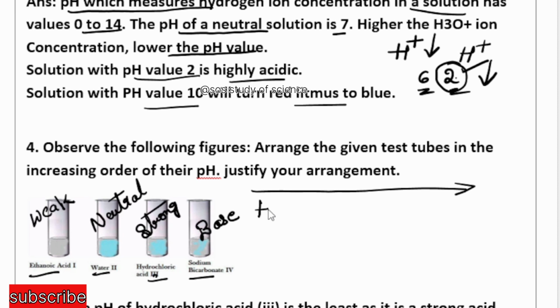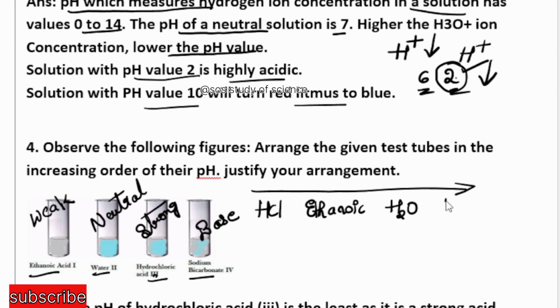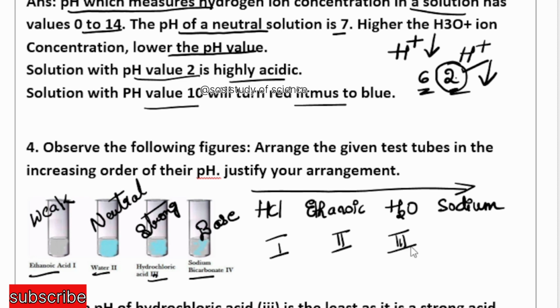So first comes HCl, next comes the weak acid, that is ethanoic acid, next comes the neutral one, that is water, and next comes sodium bicarbonate. So HCl is first, ethanoic acid is second, water is third, and sodium bicarbonate stands in the fourth position because its pH value is higher. We have to write according to the increasing order of their pH. Which is more? The sodium bicarbonate is more. Very simple. Okay, let's go for the next question, my dear students.